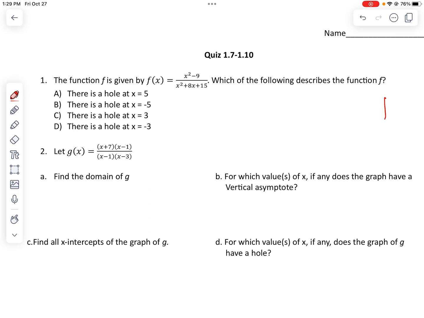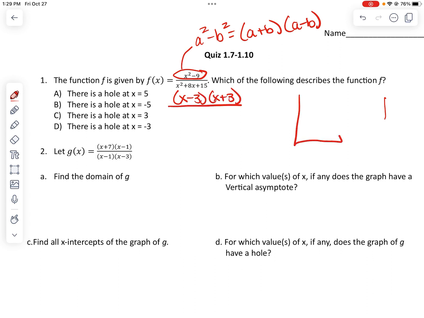Okay, so this first one on the quiz, you have to describe the function, and you'll notice it has to do with holes. So the first thing we have to do for a hole is factor. So this top part, remember, that's a difference of squares. If it's of the form a squared minus b squared, it factors into a plus b and a minus b. So our top factors into x minus 3 and x plus 3.